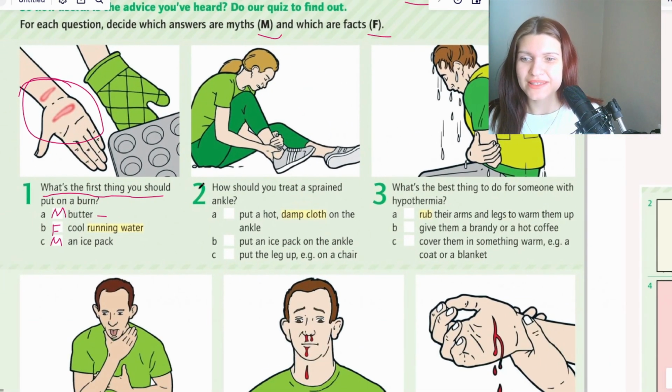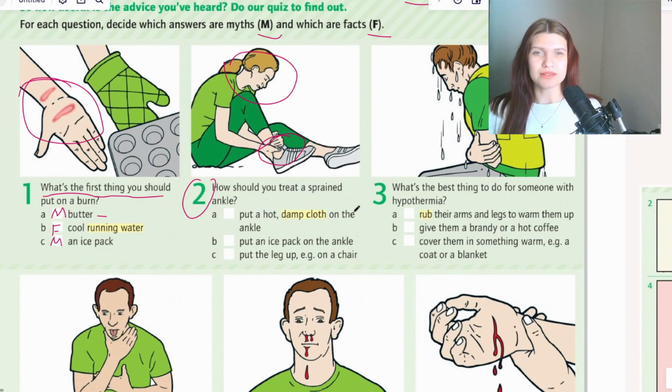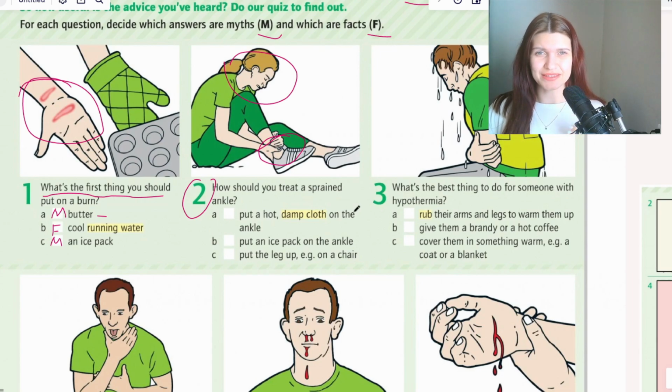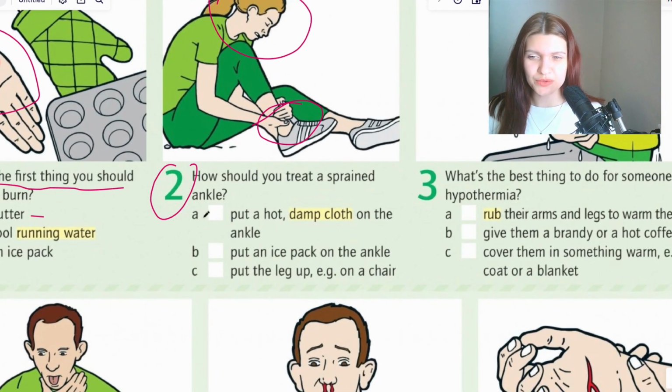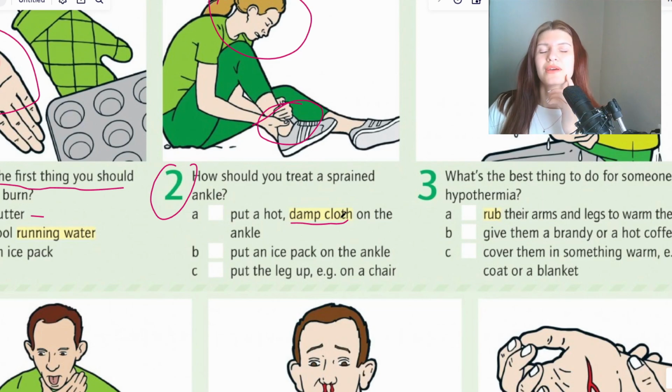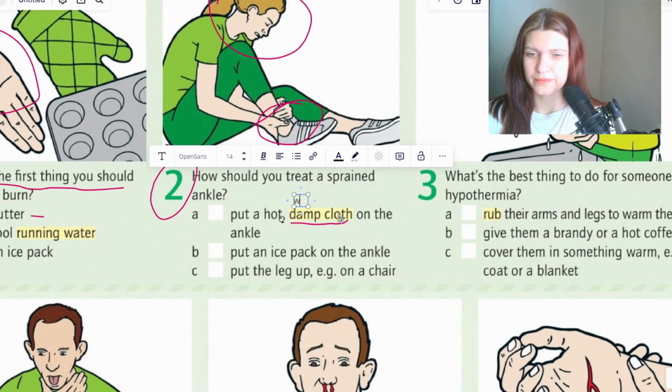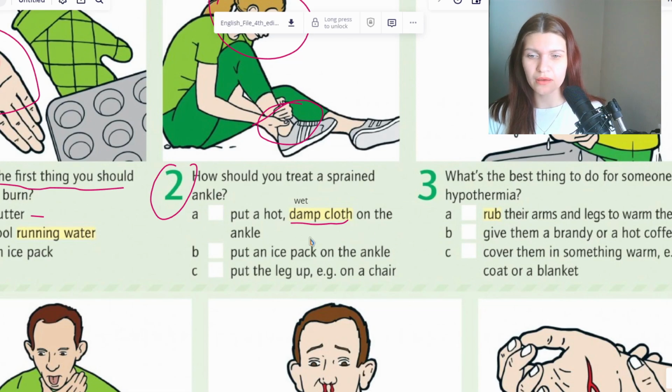Okay, let's continue. Second one. We can see a girl. How should you treat a sprained ankle? This is a sprained ankle. It's when the place on the leg between the leg and the foot just hurts. What should we do? Put a hot, damp cloth on the ankle. Damp cloth, what is it? Let me remember. It means wet cloth on the ankle.